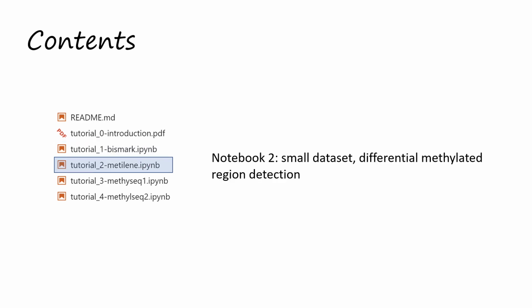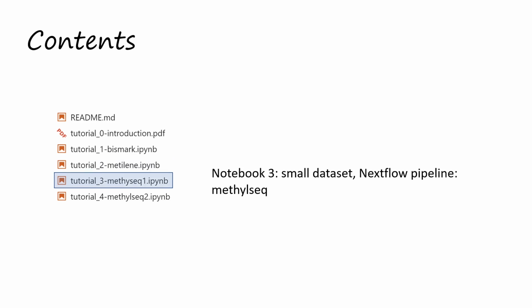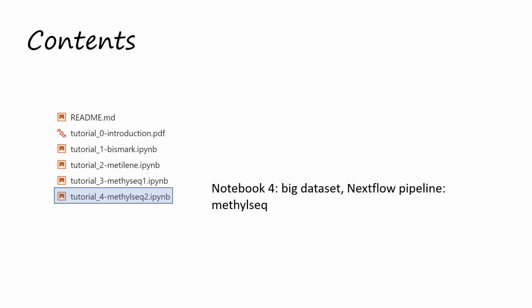The second submodule, Notebook 2, is to use the output from Notebook 1 and detect the differentially methylated regions using a tool called Methylation. The third submodule is to use the same small dataset as used in Notebook 1 and analyze it using a Nextflow pipeline, Methylation. And the last submodule is Notebook 4. It uses a real dataset, much larger in size, to show how to run Methylation using Google Life Science API.